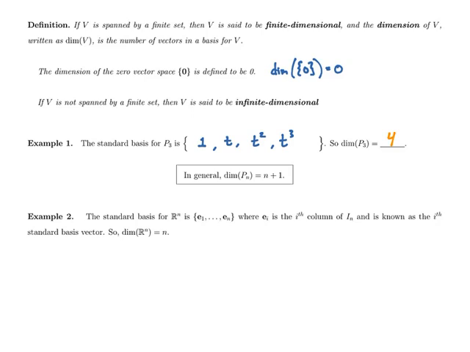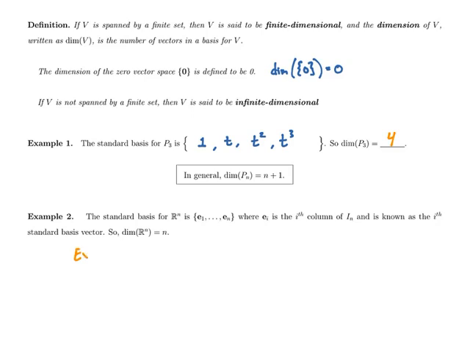Another example is the standard basis for R^n. We talked about how that's going to be e1 to en, where ei is the ith column of In. It is known as the ith standard basis vector. And in this case, the dimension of R^n is just going to be n.